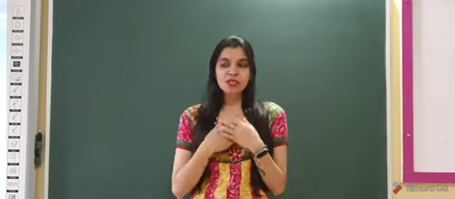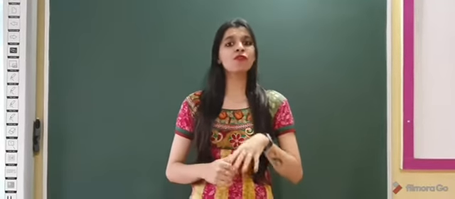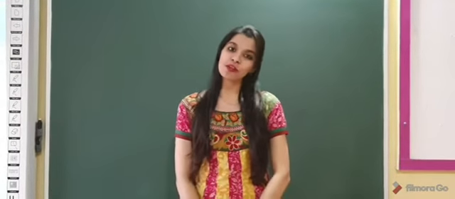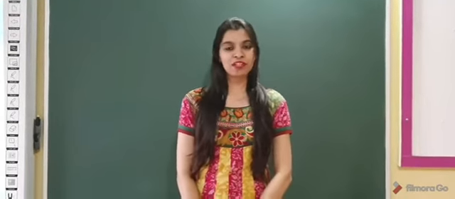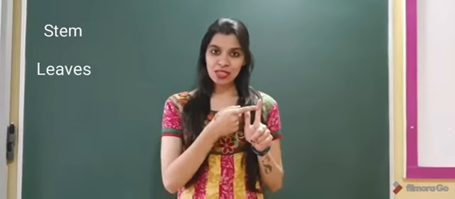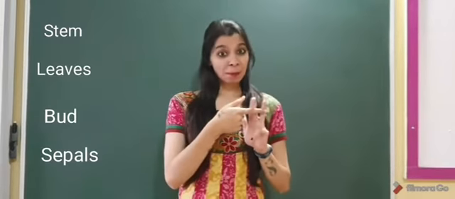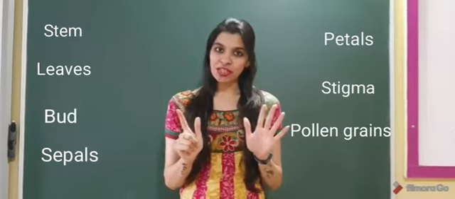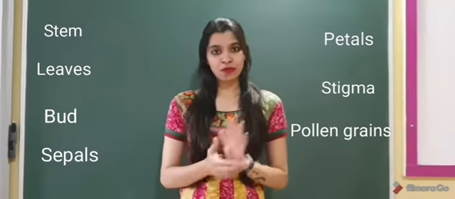You know, children, as we have our body parts, we've learned about myself, my body parts, right? The same way, even flowers have got their various parts. So today, in this video, we're going to learn about the various parts of a flower. Come, let's see the various parts of a flower. A flower has got stem, leaves, bud, sepals, petals, stigma and pollen grains. These are the basic parts of a flower.